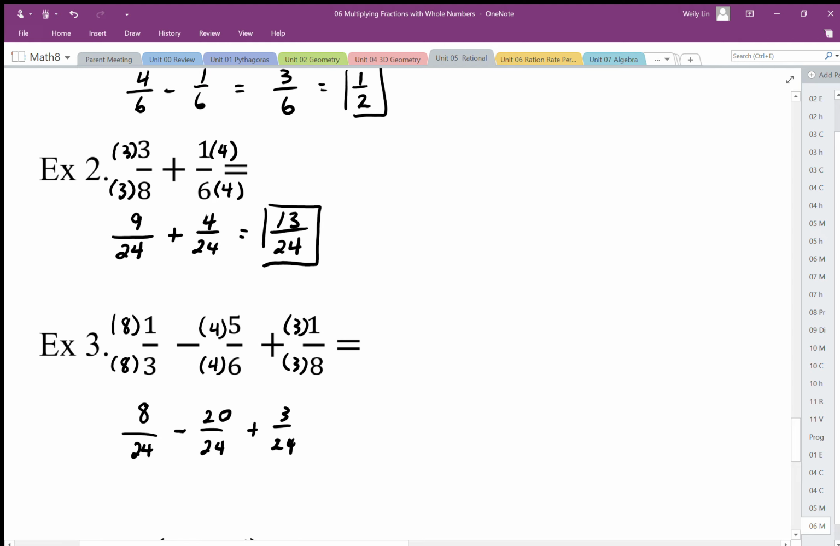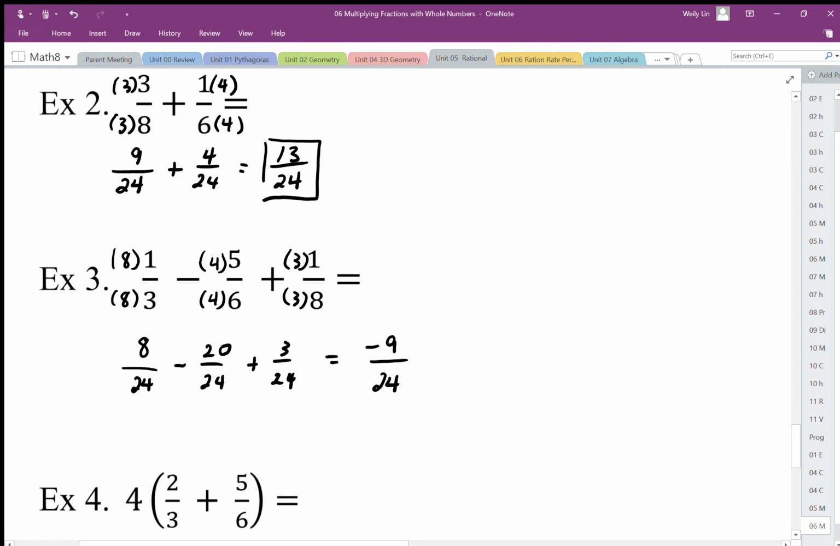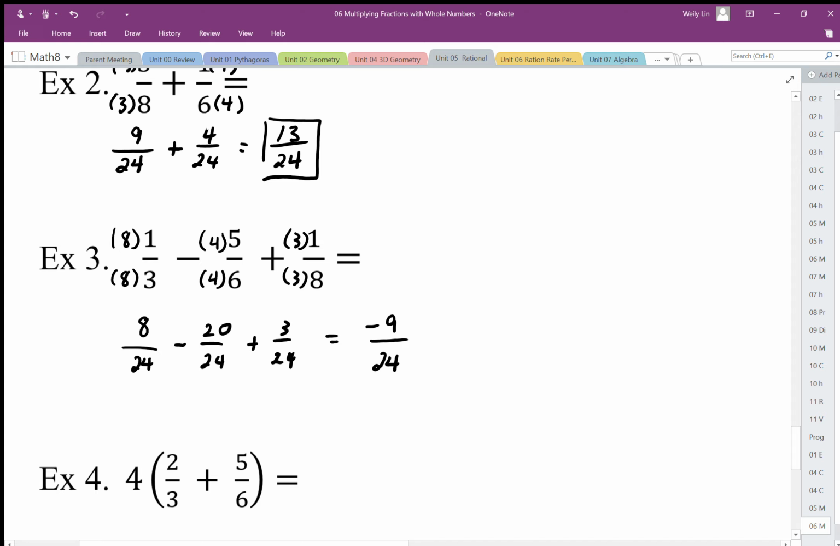We have to be careful of signs here. I have 8, I minus 20, that's negative 12. And I'm going to do the opposite of plus 3, so I'm going to end up with negative 9 over 24. Now, since 9 and 24 share common factors, we should simplify. Okay, this one here, we're going to simplify. We're going to divide by the common factor of 3, and we get negative 3 over 8 as our final answer.